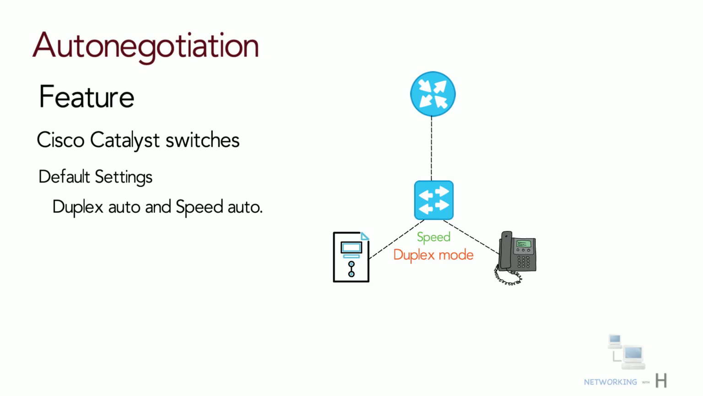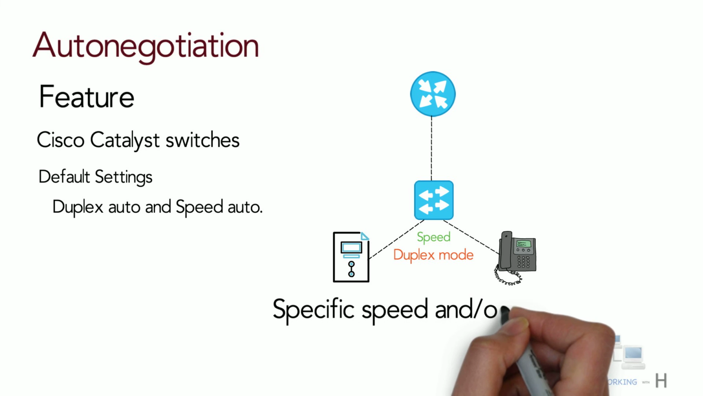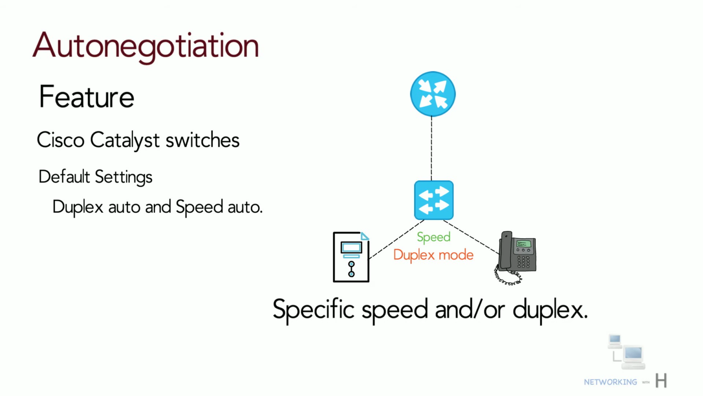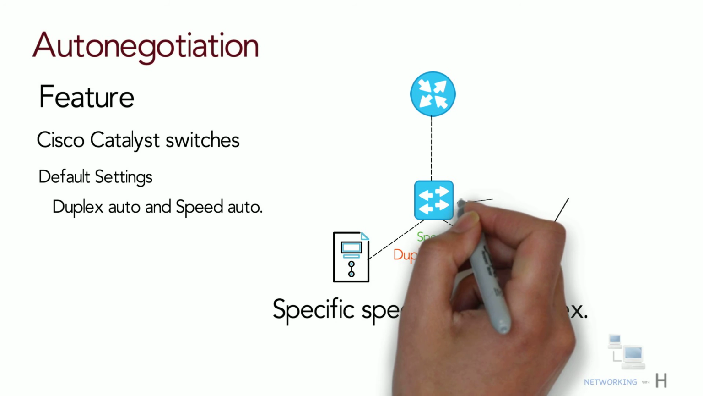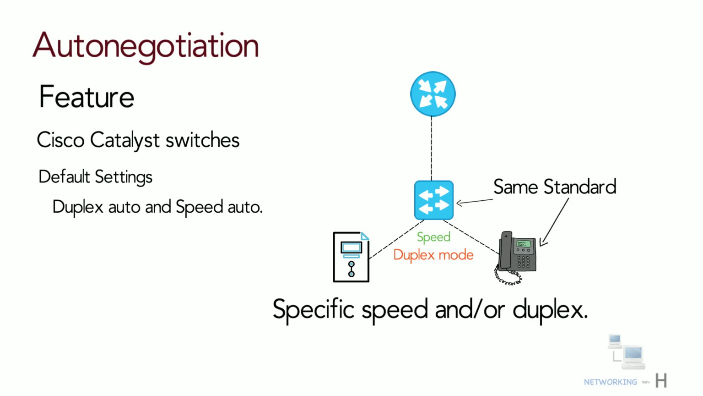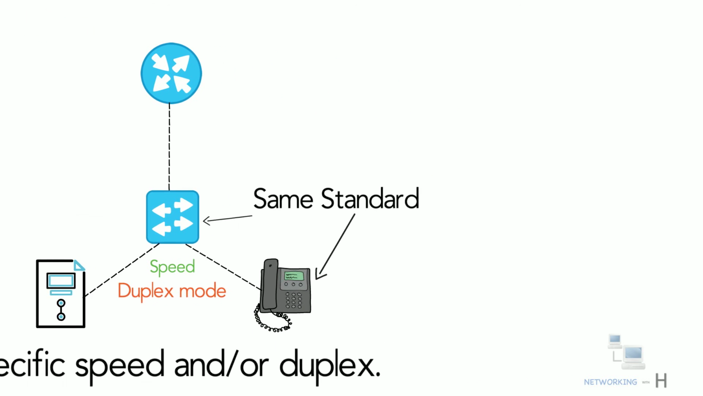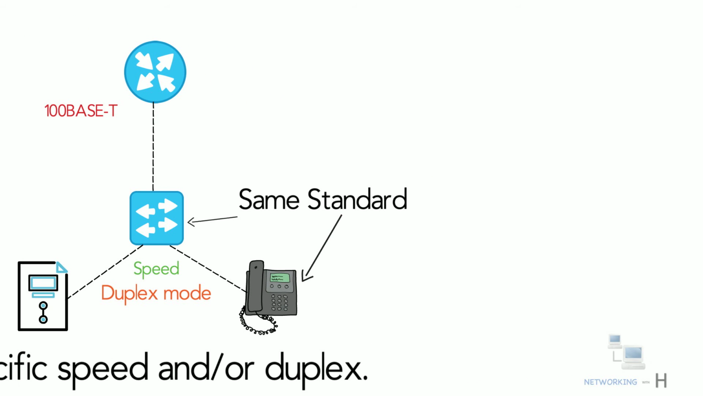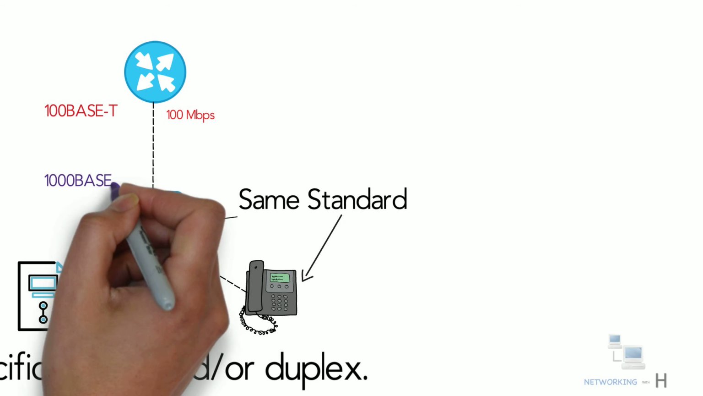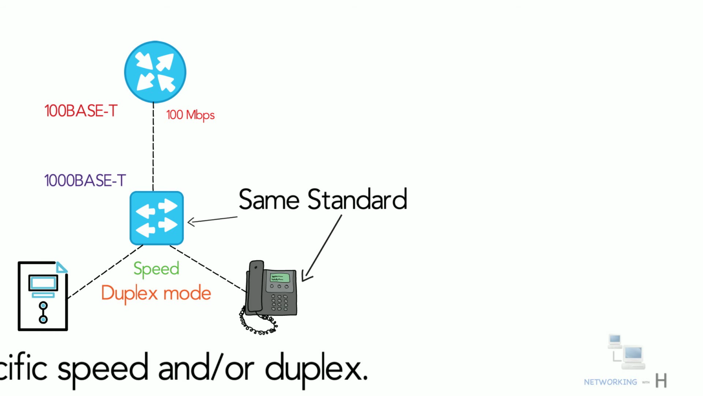Alternatively, you can configure most devices, switch interfaces included, to use a specific speed or duplex. Ethernet devices on the end of the link must use the same standard. Otherwise, they cannot correctly send data. For example, a NIC cannot use 100 base T, which uses a UTP cable with 100 Mbps speed, while the switch port on the other end of the link uses 1000 base T. The link would not work with one end trying to send 100 Mbps while the other tried to receive the data at 1000 Mbps.